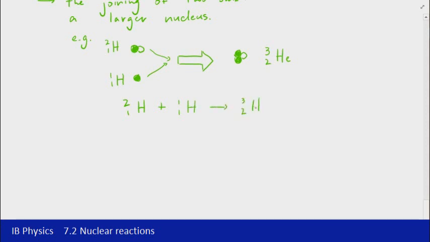The nuclear reaction for that is just a case of writing those reactants and showing the product there as well. Again, you'll notice here that the atomic number and the mass number are balanced. You could also write on here that there is energy that's released, but we'll talk about the energy in a second.